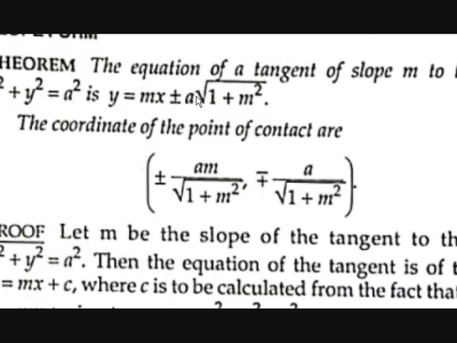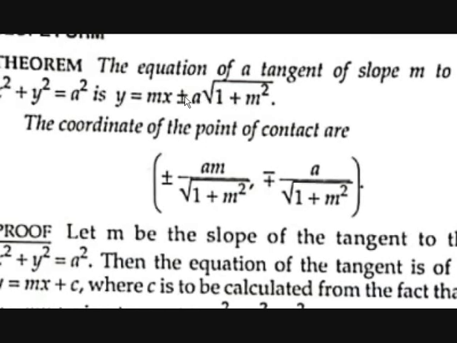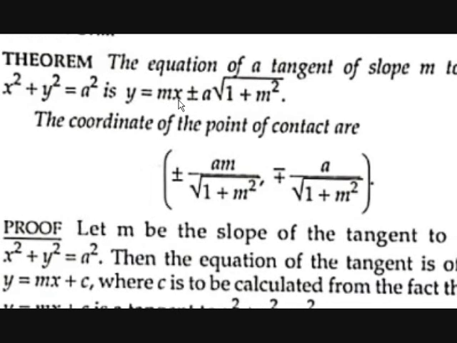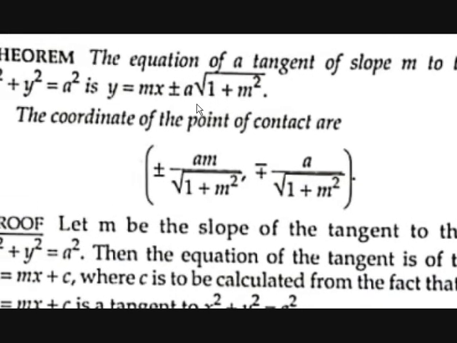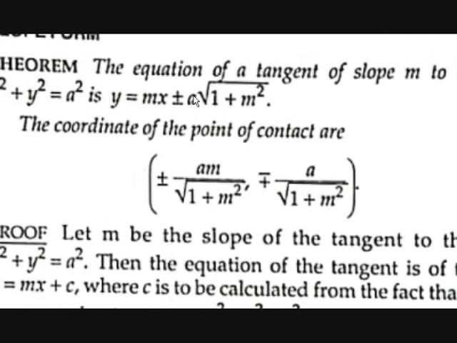Have you seen this equation somewhere before? This is the gradient form of a line, or slope intercept form of a line, right? Here you may ask, where is the intercept? Here there is only slope and the radius of the circle. In the first term, the coefficient of x is m, right? That is the slope. We know that it is slope. And the second part, plus or minus a root 1 plus m square, is the intercept.